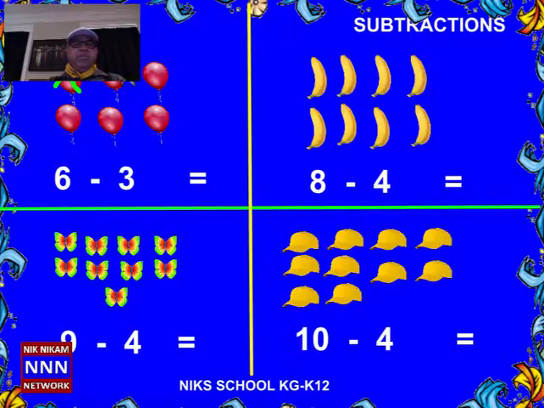1 balloon is gone. Number 2 is gone. Number 3 is gone. Now we are left with 1, 2, 3 balloons. So the answer is 3 balloons. See, we started off with 6 balloons. They said we had to take away 3 balloons. We took it out of the bag and gave it to somebody else. So you are left with only 3 balloons.